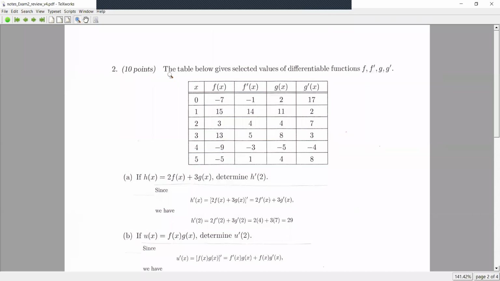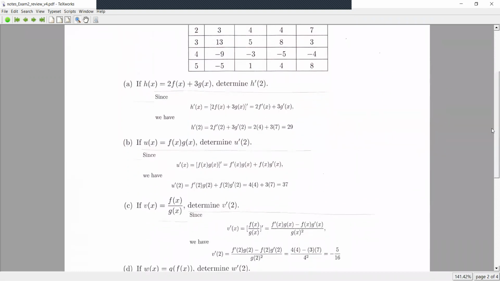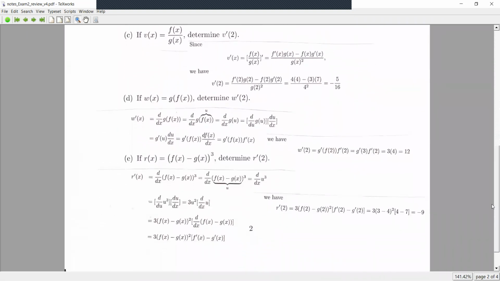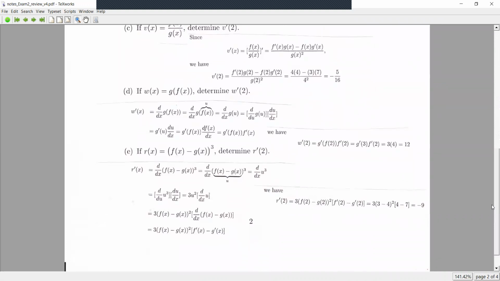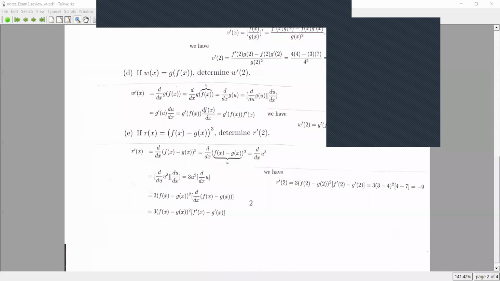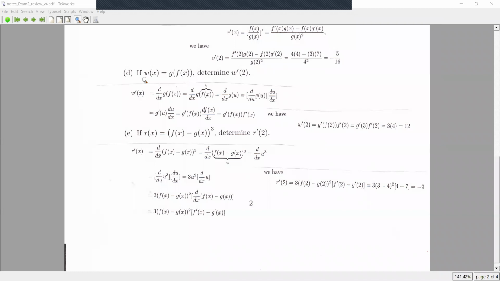Problem 2. The table below gives selected values of differentiable functions f, the derivative of f, g, and the derivative of g. This problem has 5 questions. Let me present only question D. Question D. If w is g of f of x, find the derivative of w at 2.